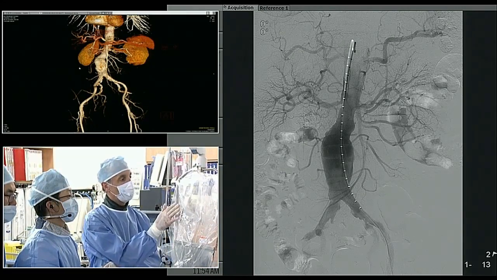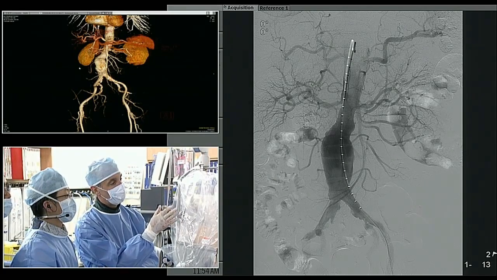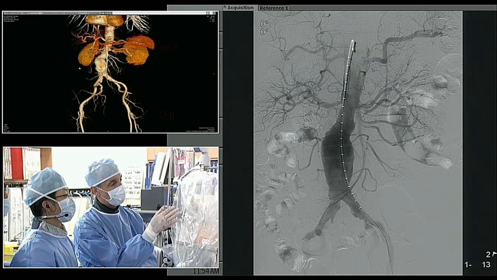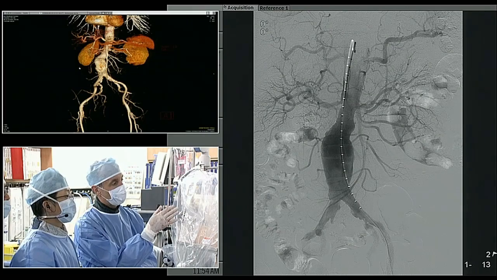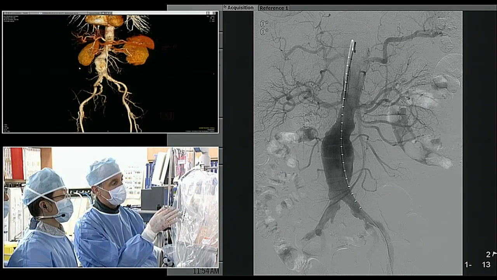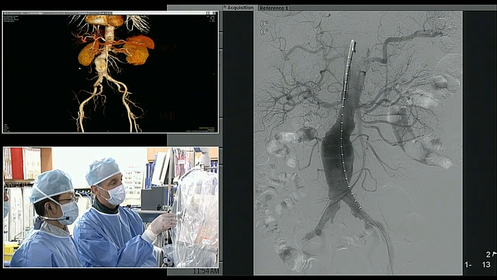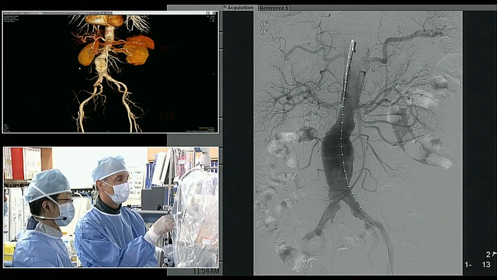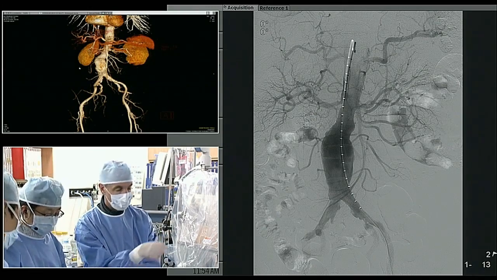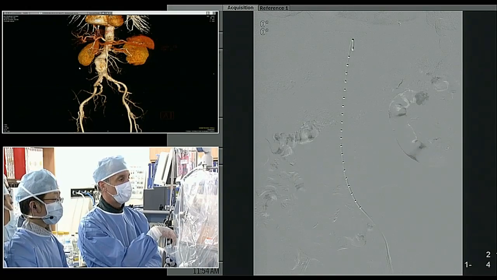We've chosen to go into the right side. The right common iliac is relatively longer than the left common iliac, and we'll be able to measure our limb extension on the left to be more exact for that placement. Right. Is the internal iliac diseased on the left? It looks like the plaque in the distal common iliac extends into the bifurcation. I think you're correct.